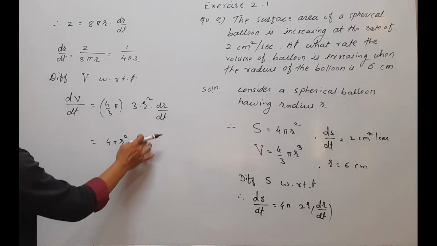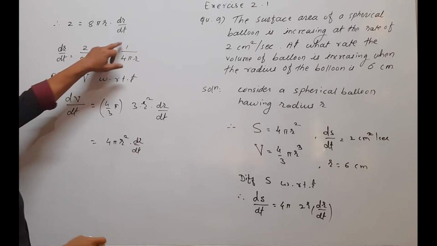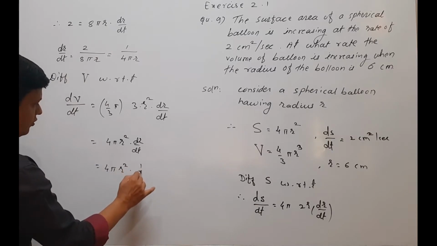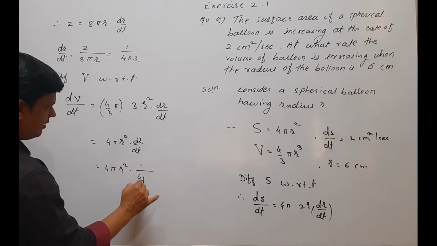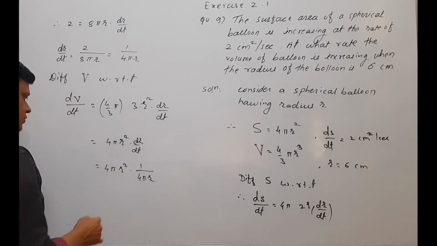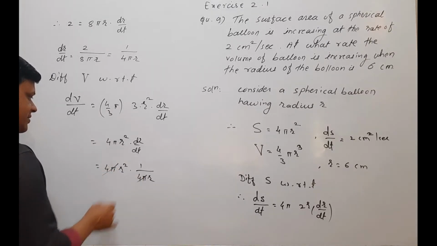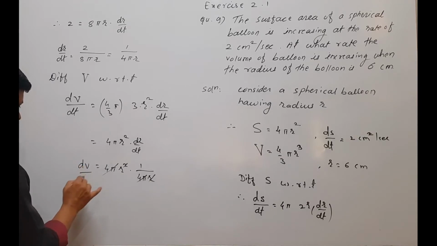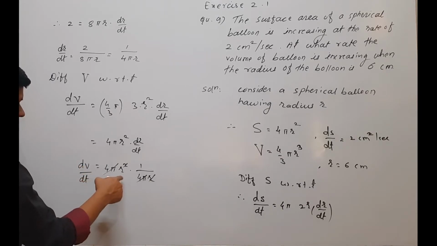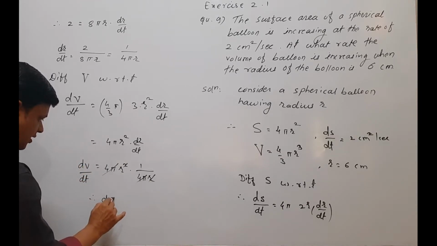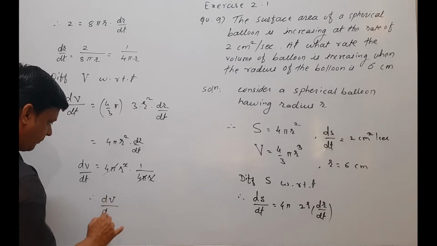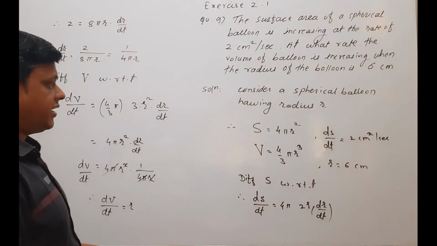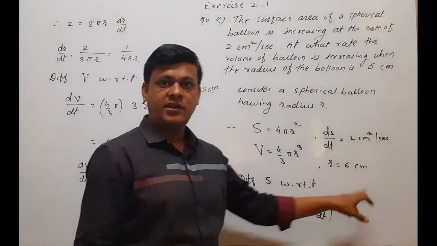Now we have the value of dr by dt, which is 1 upon 4 pi r. So write here 4 pi r square into 1 upon 4 pi r. So this 4 pi gets cancelled, 1 r gets cancelled. So we get here dv by dt as r only. Therefore dv by dt is equals to r. Now we have to find dv by dt when r equals to 6 centimeter.